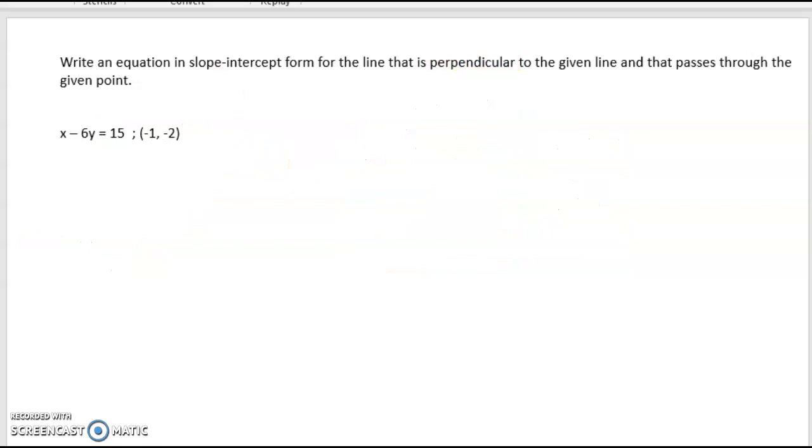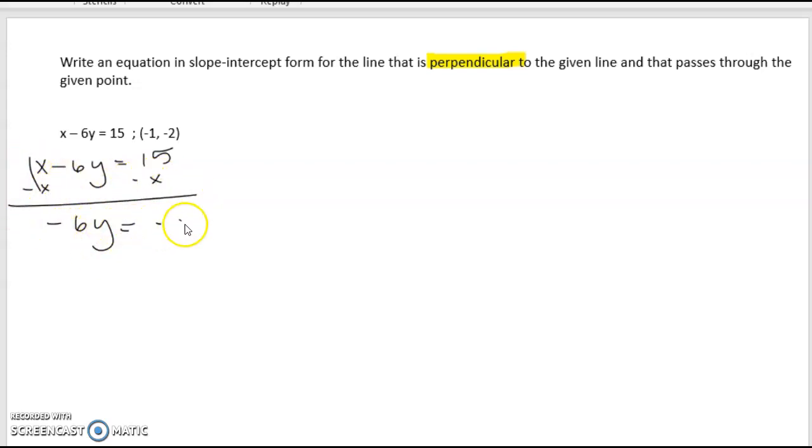This one would be a good one to try on your own and pause the video. So if I want it to be perpendicular, I would need to first of all figure out what the slope of this line is. So I would need to put it into slope-intercept form. So I'll go minus an x to both sides. So I have negative 6y equals negative x plus a 15. Divide everything by a negative 6.